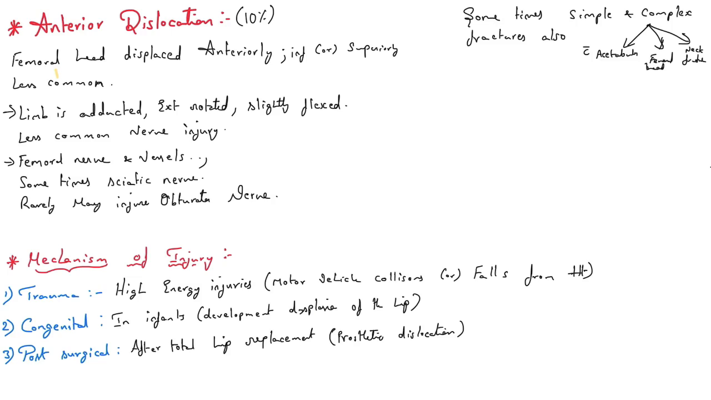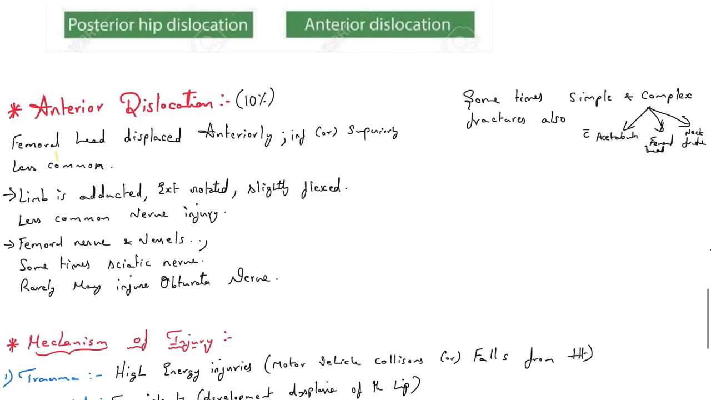Rarely, an obturator nerve injury can also happen. Sometimes simple and complex fractures can also be seen, complex ones with acetabular, femoral head or neck fractures, which hip dislocation can cause. Okay, so next, mechanism of injury.